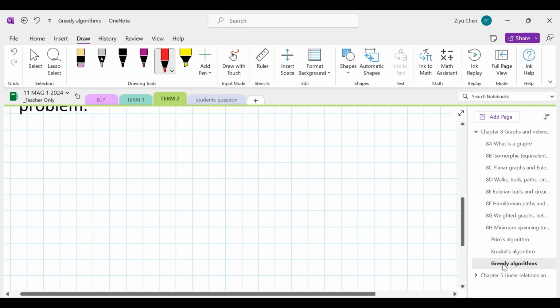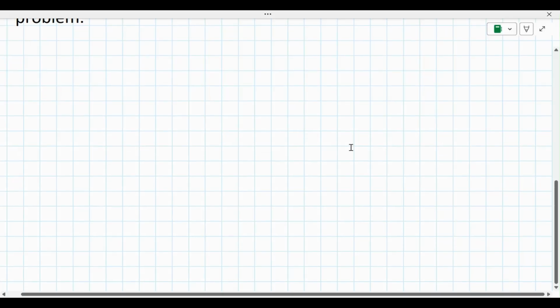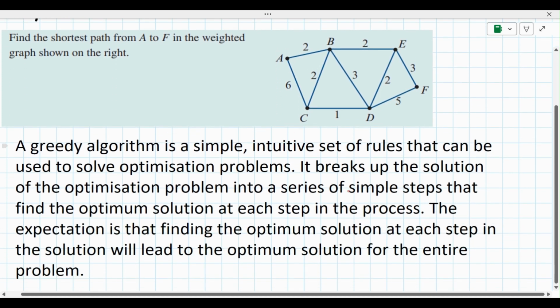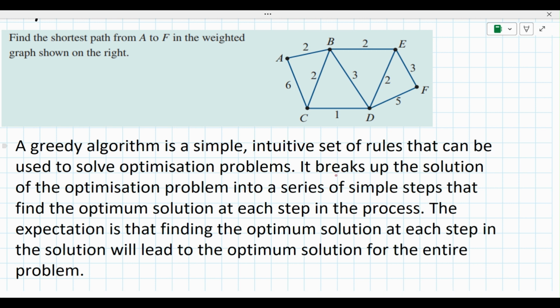And one last thing is called the greedy algorithm. I want you guys to have a look at this one. The greedy algorithm is simple. We just set up the rules for optimization problems: break up the solution to the problem as a series of simple steps and then find the optimum solution at each step in the process.